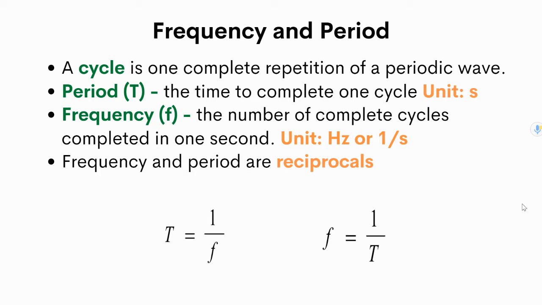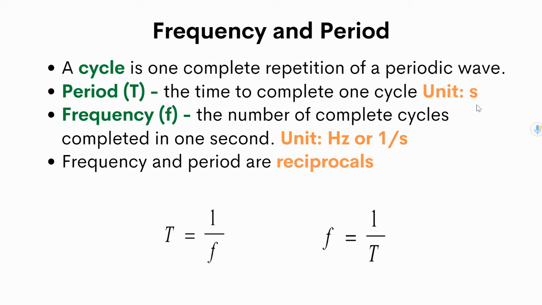Remember that a cycle is one complete repetition of a periodic wave. So really what we're looking for is an entire crest and an entire trough in a cycle. The period is the amount of time it takes for an entire crest or entire trough to pass through a position in space. Period is marked by capital T, and its unit would be seconds or time.